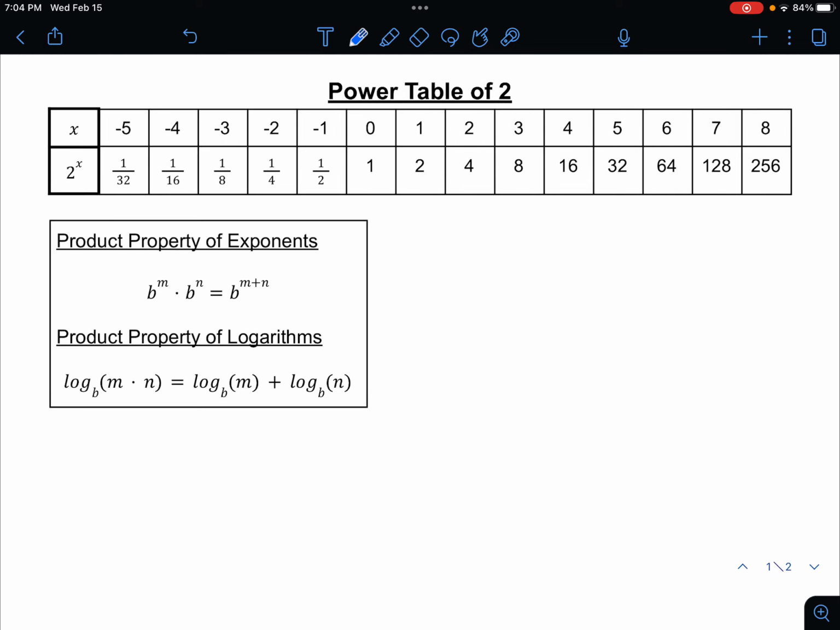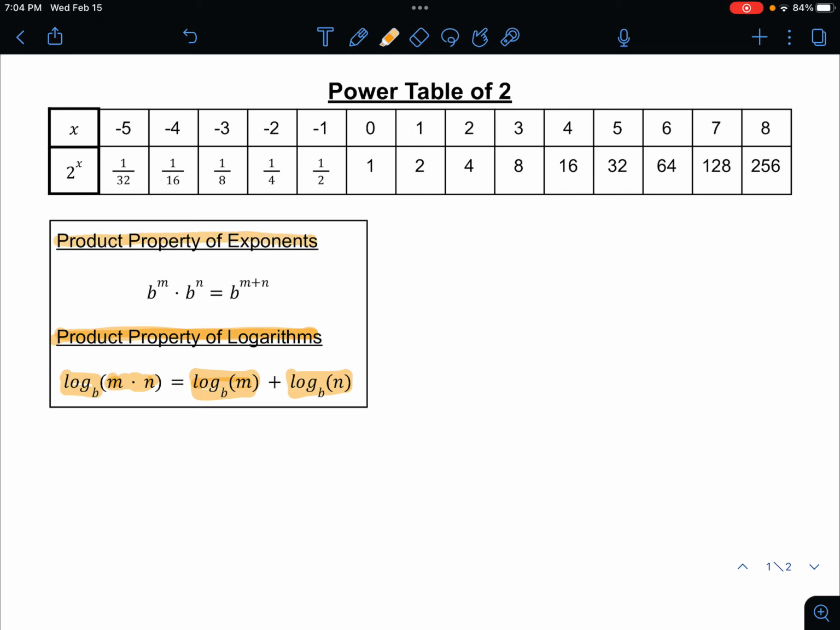In this video, we're going to look at the product property of logarithms and where it comes from. The product property of logarithms is given by log base b of m times n, being your product, is equal to log base b of m plus log base b of n. And we'll see that there's a relationship between the product property of logarithms and the product property of exponents.